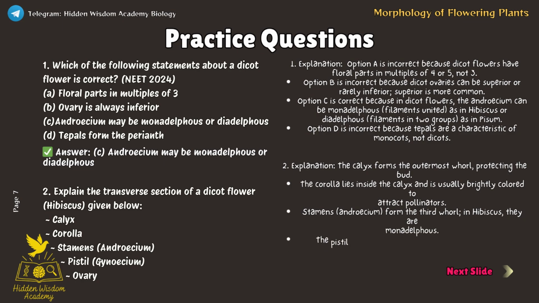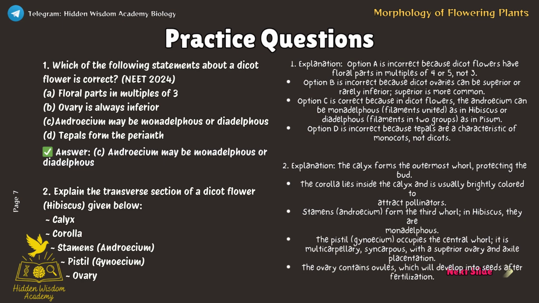Option A, floral parts in multiples of 3. Option B, ovary is always inferior. Option C, androecium may be monadelphous or diadelphous. Option D, tepals form the perianth.